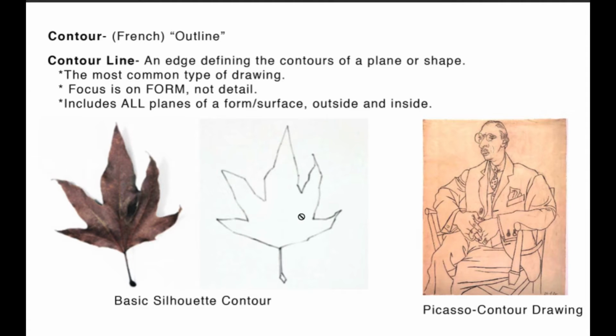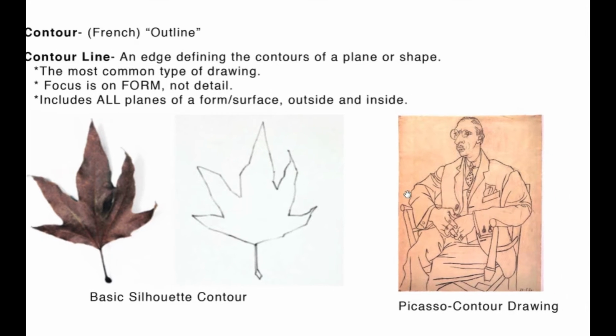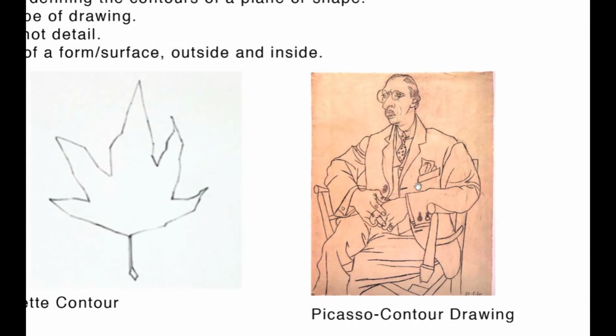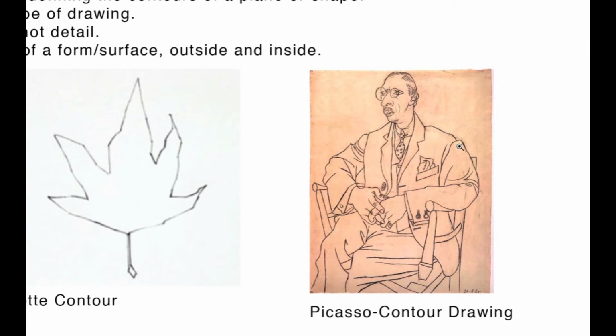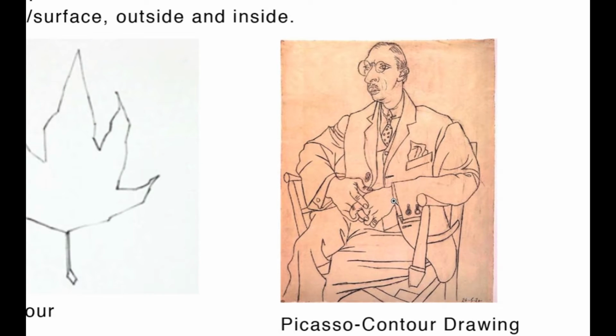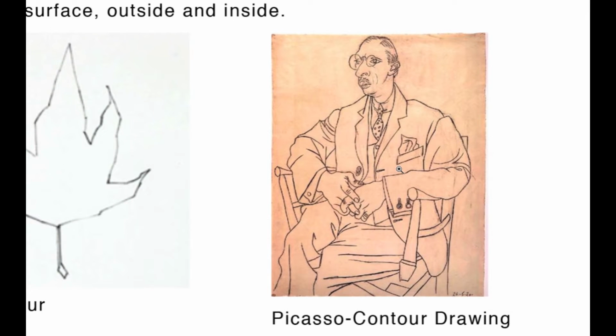The main focus for contour drawing is form, not detail. Now, contour line drawing also includes surfaces and planes inside of the major form as well. This is a drawing by Pablo Picasso. You guys have probably seen this in a variety of your art classes. As you can see, we have the outside of this figure, and then we have multiple planes inside of it, ranging from, let's say, this arm with interlocking fingers.